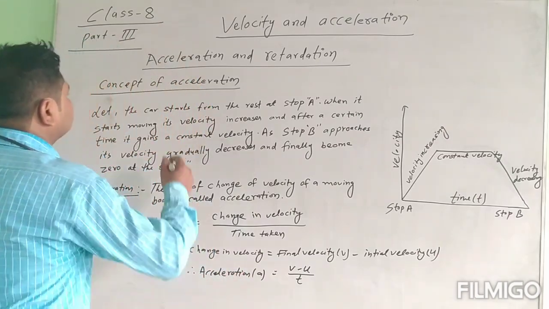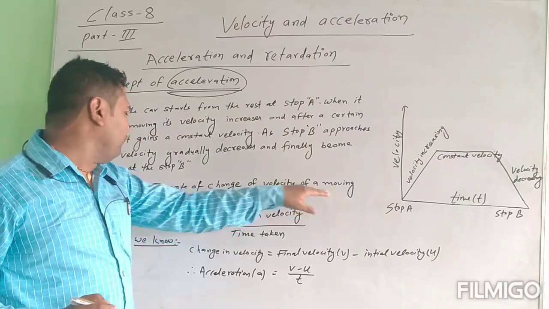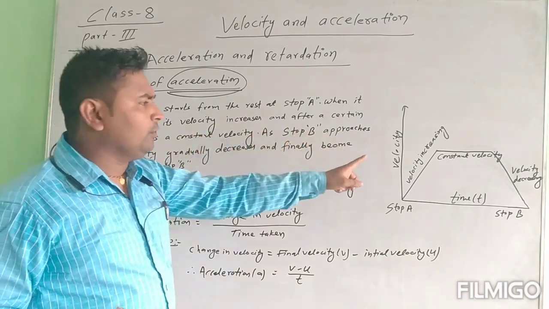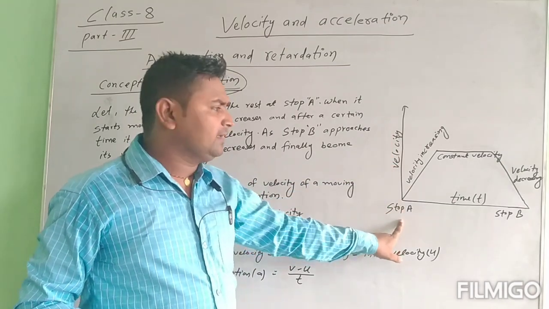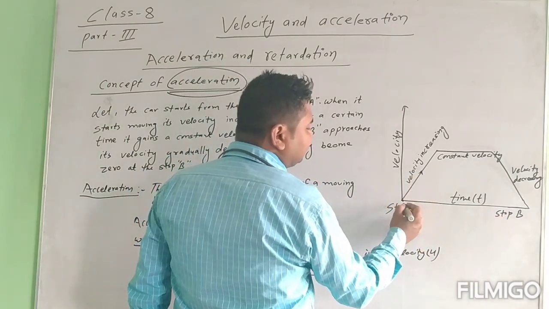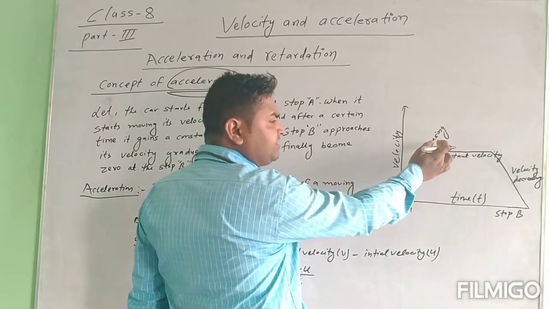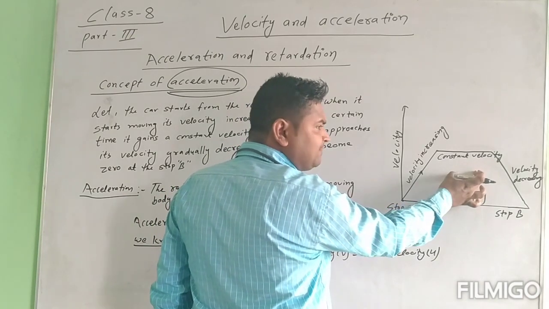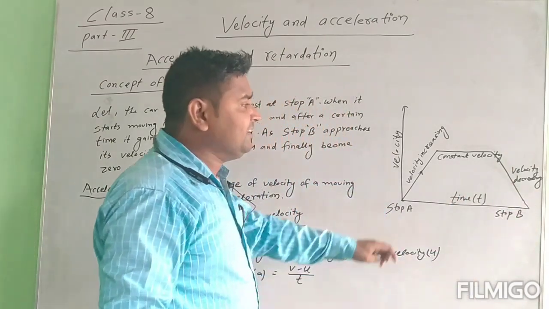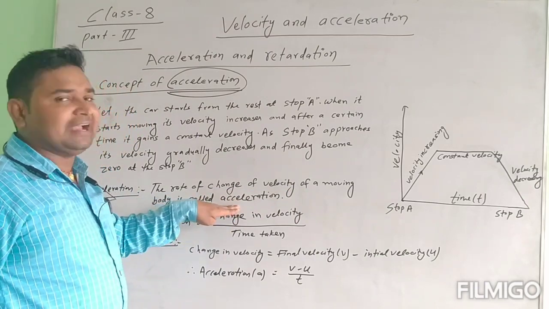First of all, let's take some of the concept about acceleration. What is acceleration? Acceleration means the rate of change of velocity of a moving body. Let's look at the chart over here. This is the velocity, stop A and stop B. Look carefully. When a car starts from rest at A, the velocity is increasing. After some time, it has uniform velocity continuously, and when it is going to stop at B, its velocity is decreasing. You have clearly seen this in the graph. Yes or no? The rate of change of velocity of a moving body is called what?